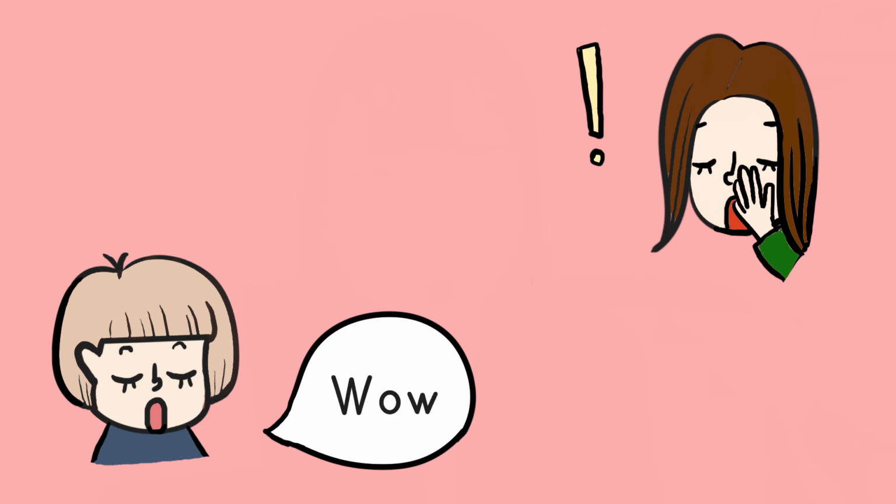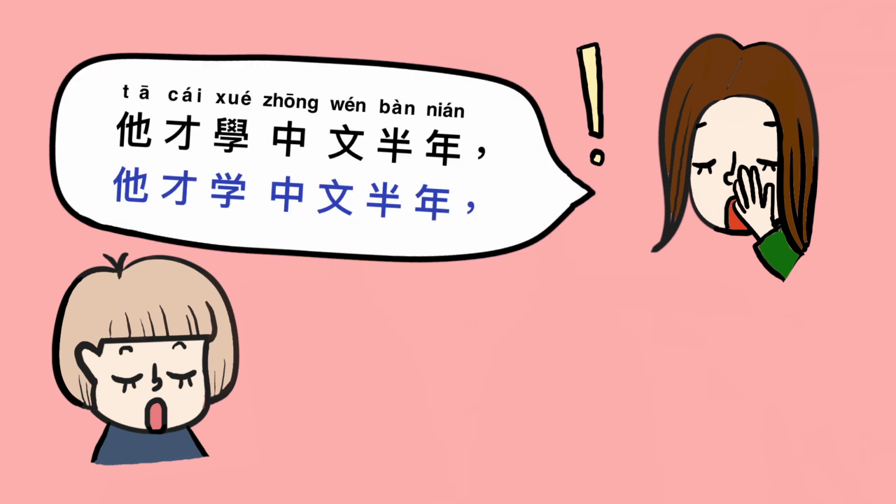哇, wow. In this sentence, the person said, 他才学中文半年. He has only learned Chinese for half a year. She added a 才 to show that half a year is quite short amount of time for being able to chat with others in Chinese. This amount of time is less than she expected.